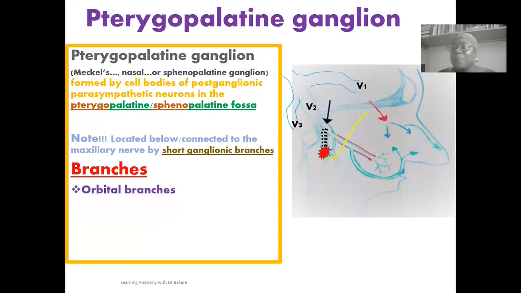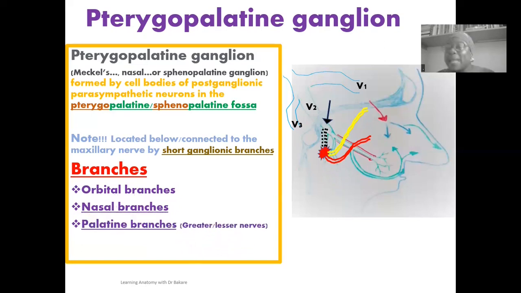So we have the orbital branches, just from the name, here highlighted in yellow, going towards the region of the orbit. So it's going to be supplying structures around that area. Then we have the nasal branches, here highlighted in red, going towards the nasal cavity, where it will be supplying structures located also around that space.